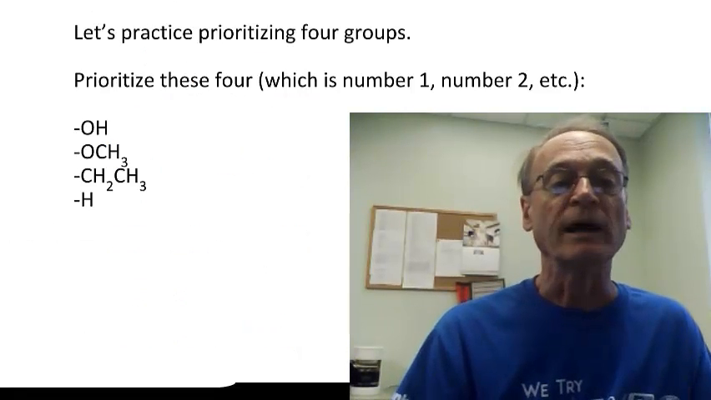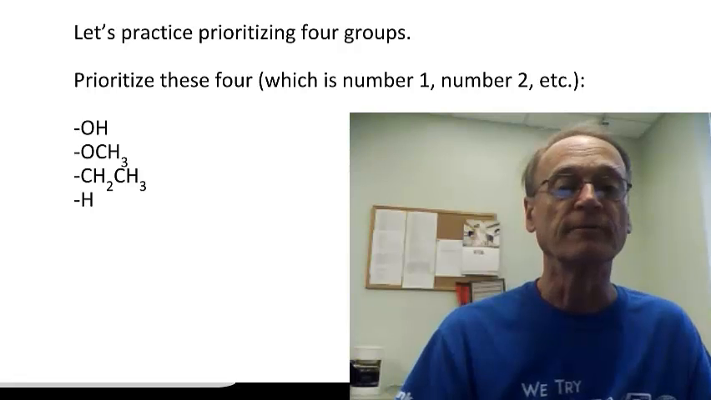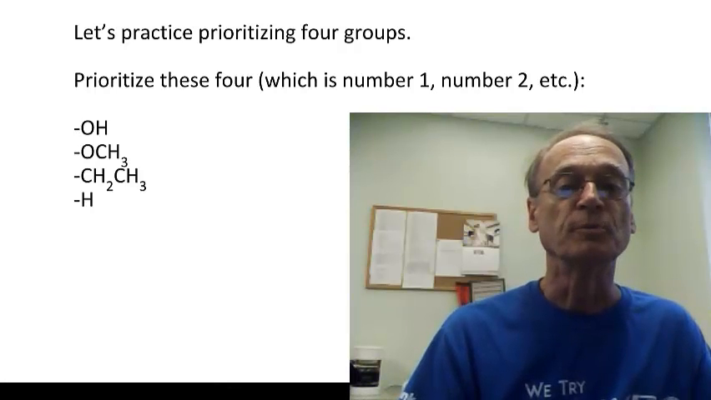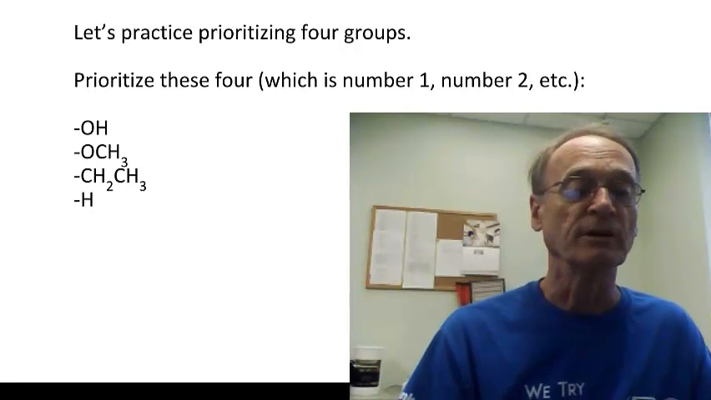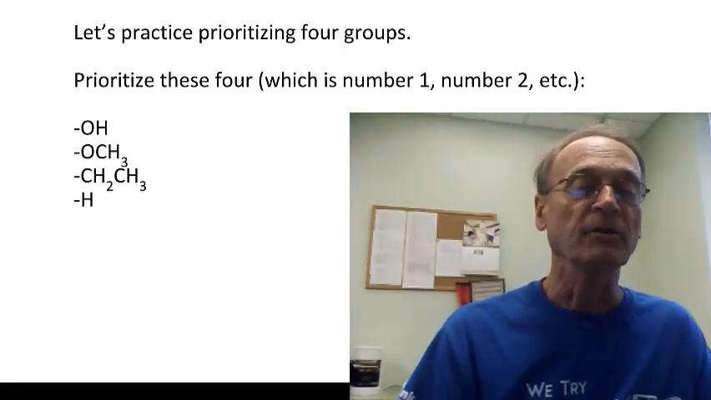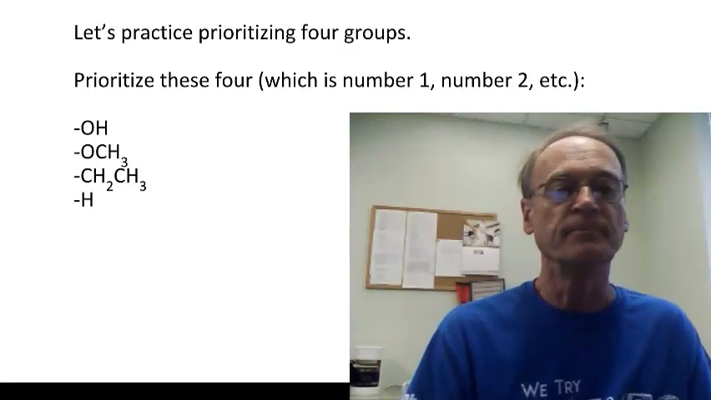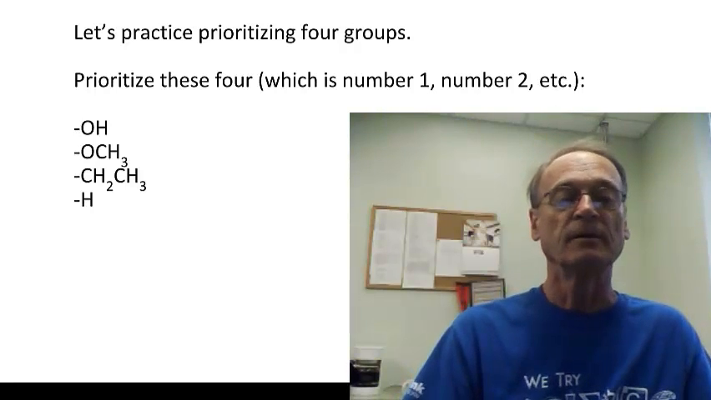So let's just practice prioritizing 4 groups. So here are 4 groups for you. What I want you to do is put number 1, number 2, number 3, and number 4 next to them based on which one is higher priority. And number 4 is lowest priority. Okay, so take a minute and do that.